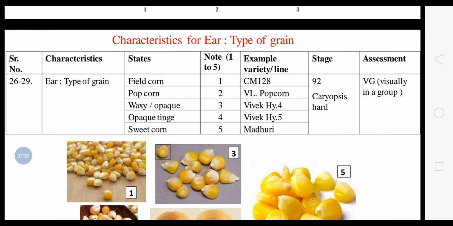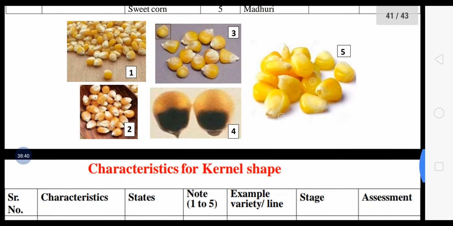The basic ingredient of our food industry. Popcorn is taken as 2, waxy or opaque. This is the main corn kind for textile industry for preparing the starch, which is scored as 3. Opaque tinge and sweet corn as score. Example for field corn is CM128, popcorn is VL popcorn, waxy opaque is Vivek hybrid 4, opaque tinge is Vivek hybrid 5, and sweet corn is Madhuri. Stage observed here is caryopsis hard, and assessment is visually in a group.